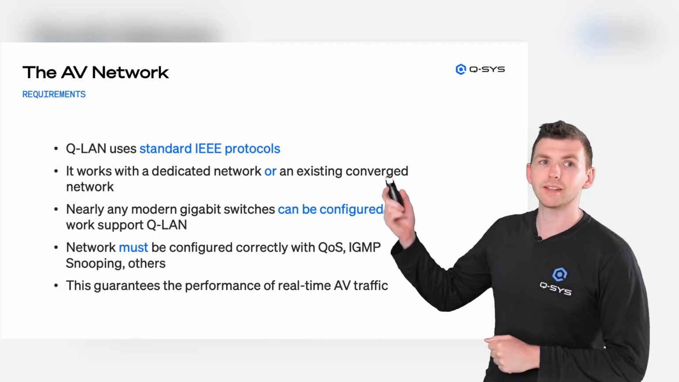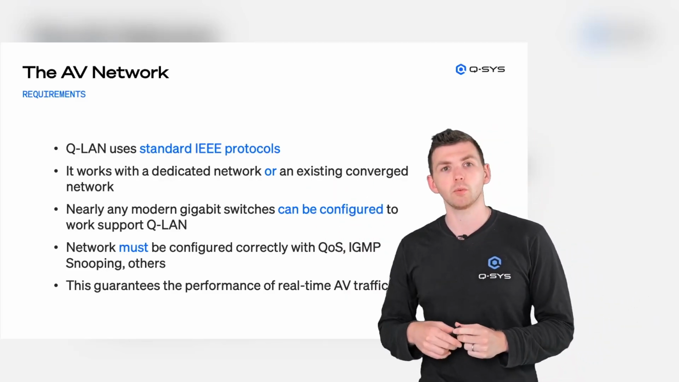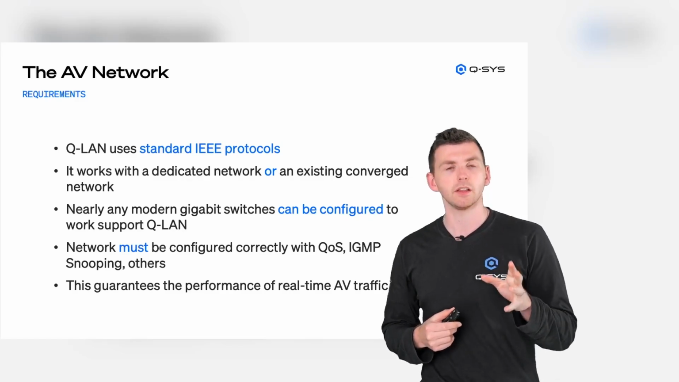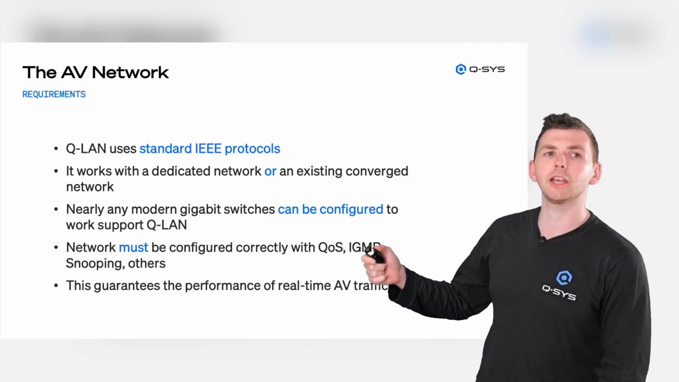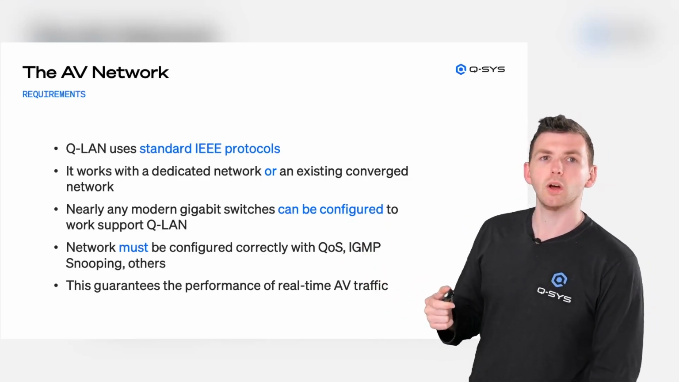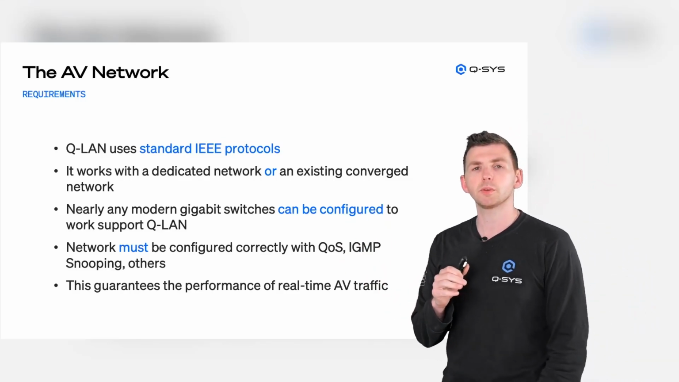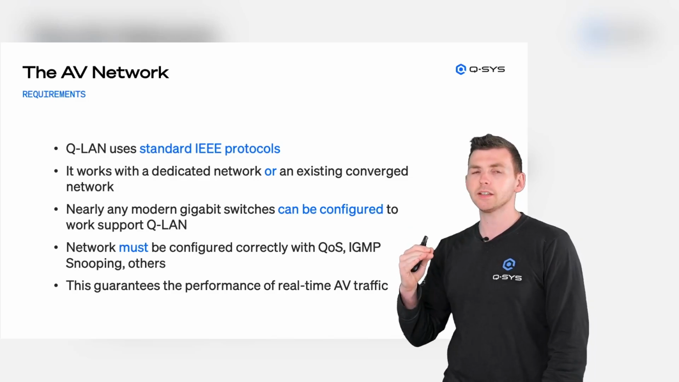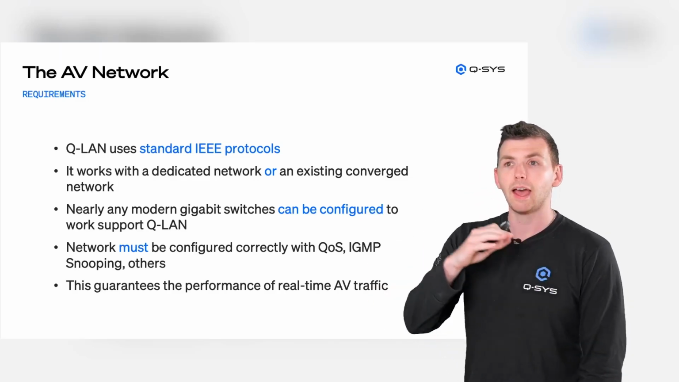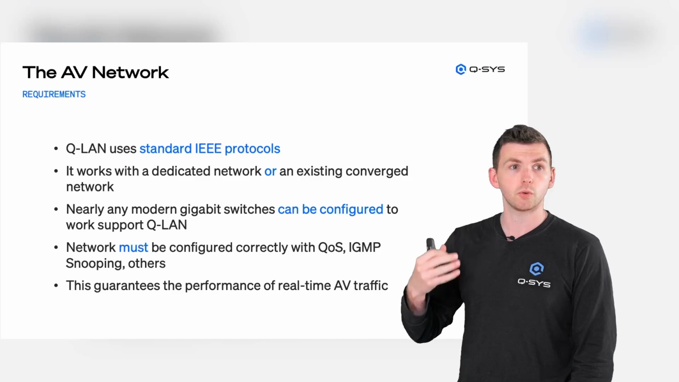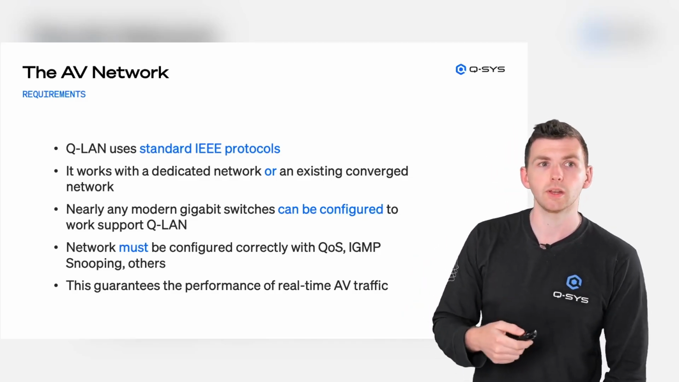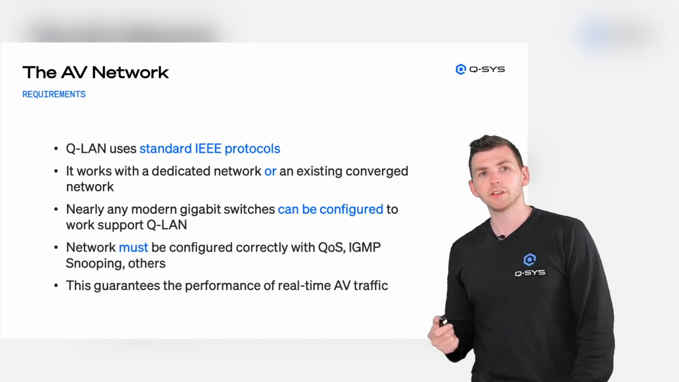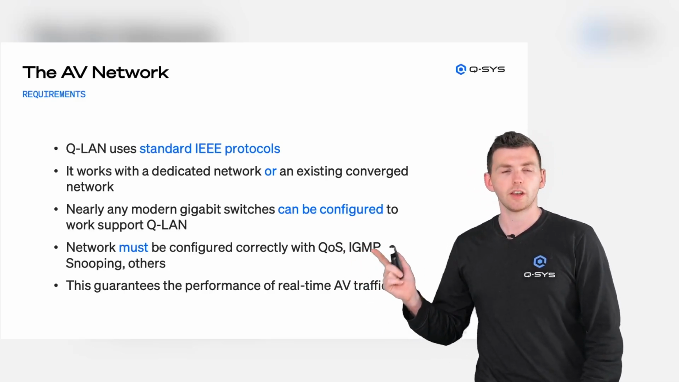It does work with a dedicated network or a converged network, okay? So there's nothing technical that says you need to segregate things. And any modern gigabit switch can be configured to work with QLAN. We do have some switches on our website that are blacklisted, but most of those are very old, and I find that most modern quality switches work very, very well and meet the latency requirements in QLAN audio and video. You must configure the network with quality of service and IGMP snooping.